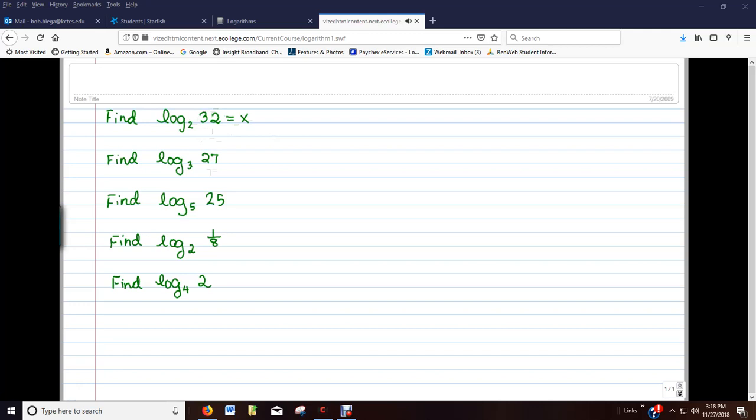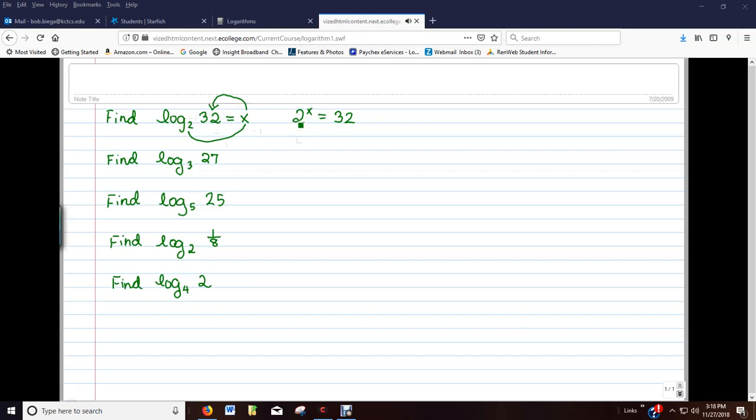Now every logarithm can be rewritten as an exponential, and we're going to use a circular pattern. We're going to start with this little base, and we're going to go 2 to the x equals 32. And it'll look like this, 2 to the x equals 32 in that circular pattern.